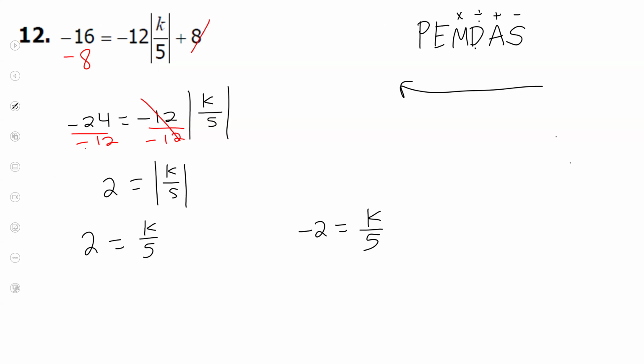Now, if you understand what I'm doing, you can move on. There's plenty of problems on the page. So we're gonna multiply by 5, multiply by 5. So we get k is 10. 5 times 2 is 10. Now let's do the other side. Multiply by 5, that cancels out. Multiply this side by 5, I get k is negative 10.